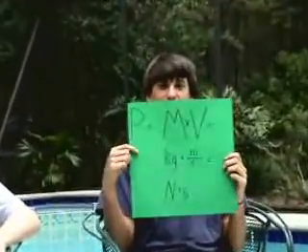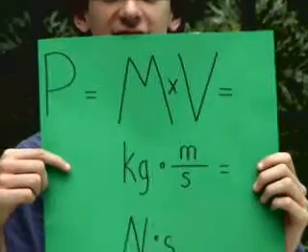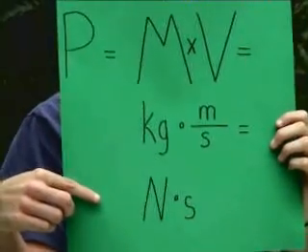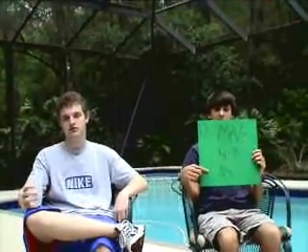In terms of units, momentum can be expressed as kilograms times meters over seconds, which can also be expressed as a Newton times a second. It is through this unit conversion that we can directly relate change in momentum to the concept of impulse.